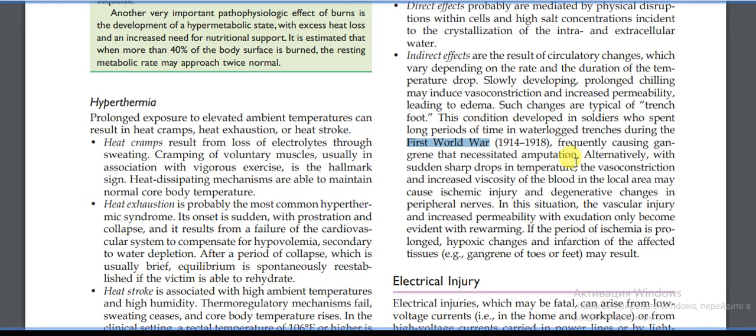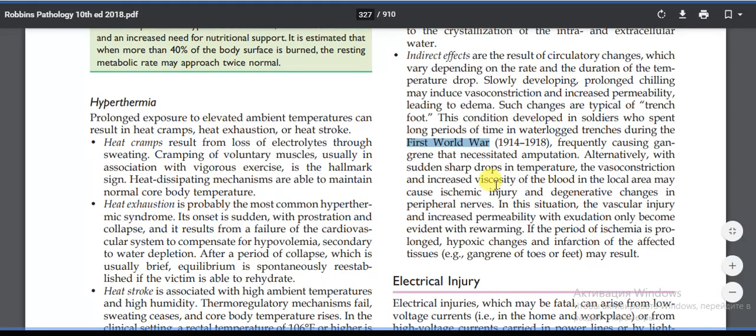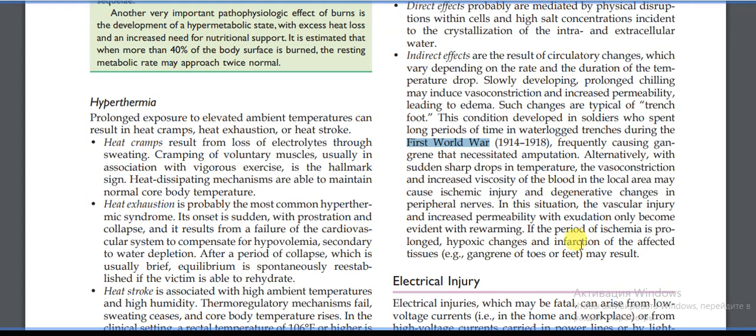Alternatively, with the sudden sharp drops in temperature, the vasoconstriction and increased viscosity of the blood in the local area may cause ischemic injury and degenerative changes in peripheral nerves. In this situation, the vascular injury and increased permeability with exudation only become evident with rewarming. So when rewarming doesn't happen, they can still be alive.